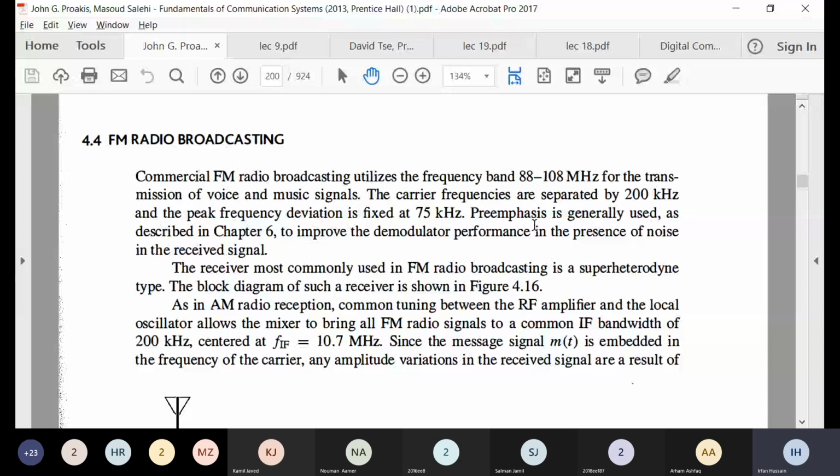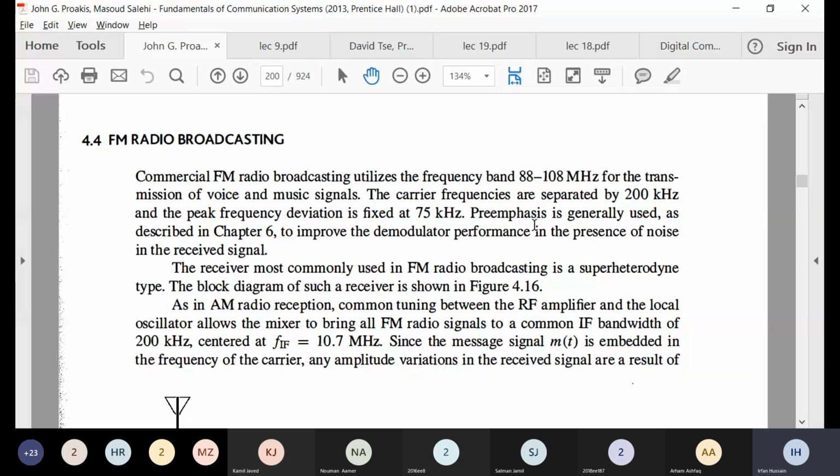And once the signal is received, we de-emphasize it. Whatever emphasis has been placed on the higher frequency component is taken off, and whatever de-emphasis was placed on the lower frequency component is actually emphasized by the de-emphasis filter. So de-emphasis is a low pass filter while pre-emphasis is a high pass filter. We will be studying this in detail in chapter 6.